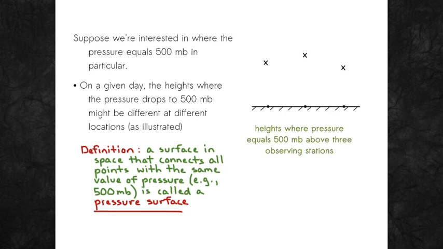So if we go back to our little figure here, above each of our stations, we marked where we measured 500 millibars. And so to get a pressure surface, that's going to be the surface that connects all of those points that have that particular value of pressure. So we're going to go through and connect all of our points. And because we were connecting points that had a pressure of 500 millibars in this case, this is going to be our 500 millibar pressure surface.